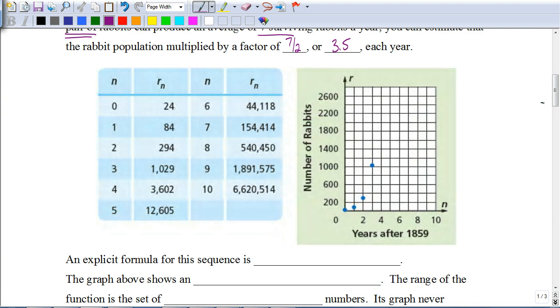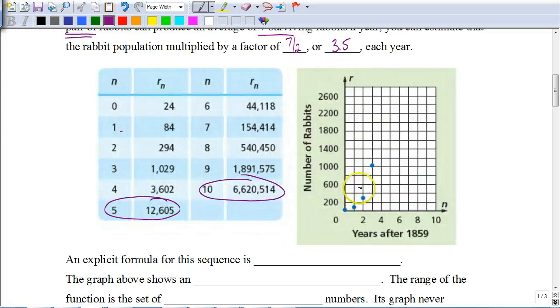If you look at the pattern here, before we even begin, we started out with 24 rabbits. After the first year, if I take 3.5 times 24, I get 84. After the second year, if I take 3.5 times 84, I get 294, and so on, until after 5 years I've gone from 24 rabbits up to 12,600 rabbits. 5 years more, so 10 years after we started, we've gone from 24 rabbits all the way up to 6.6 million rabbits. So you can see that when you're dealing with exponential growth, things increase rather quickly.